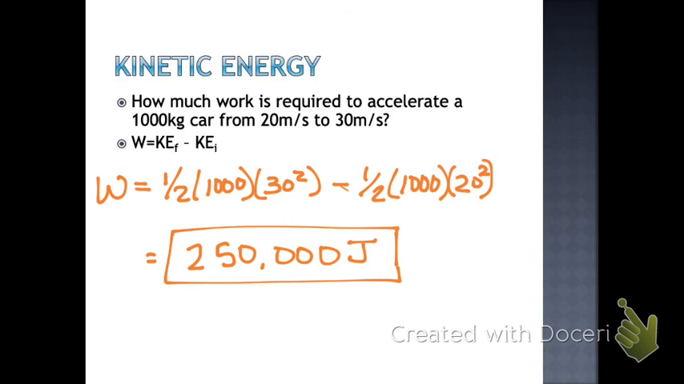Did we make sure to go 30 minus 20? Sometimes we just read it in the problem and plug it in, but the 30s are final and the 20s are initial.